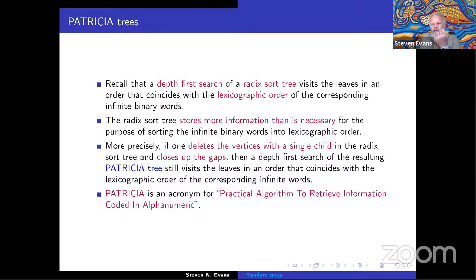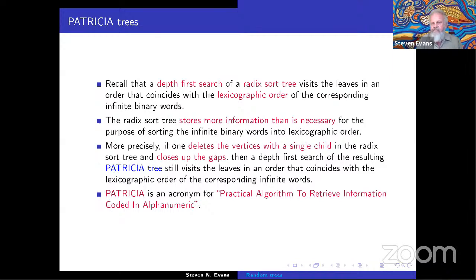Okay, so the virtue of radix sort to computer scientists is that if we walk around the outside of the radix sort tree, we do a depth first search that visits the leaves in the lexicographic order of the corresponding infinite binary input words, but the radix sort tree stores more information than is necessary for that task. And in particular, if you delete the vertices with a single child in the radix sort tree and close up the gaps and then do a depth first search, you'll achieve the same result.